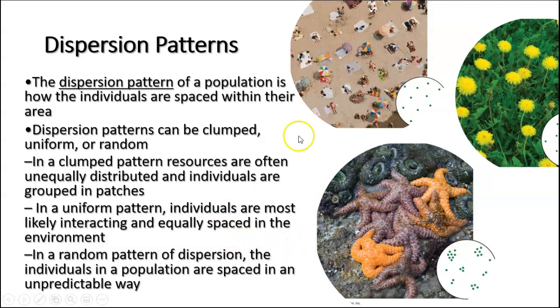And then there's a random kind of spread. In a uniform pattern, the individuals are equally spaced, or relatively equally spaced, in the environment, so they're spread out relatively evenly. The population you see here is people at the beach. Generally speaking, if you've got a bunch of people going to the beach, they try to space themselves so that they're relatively equally spaced. You don't necessarily measure, but you don't want to get too much closer to one group than another.